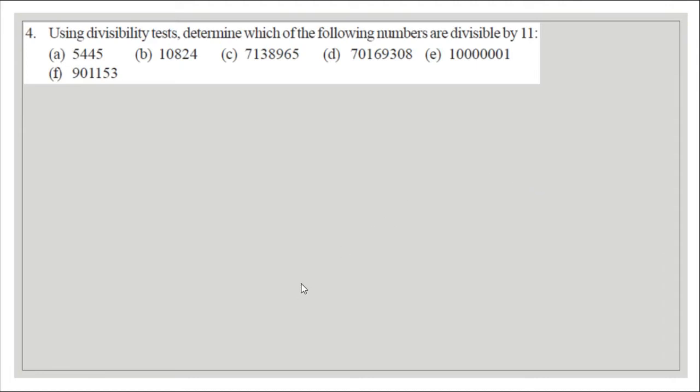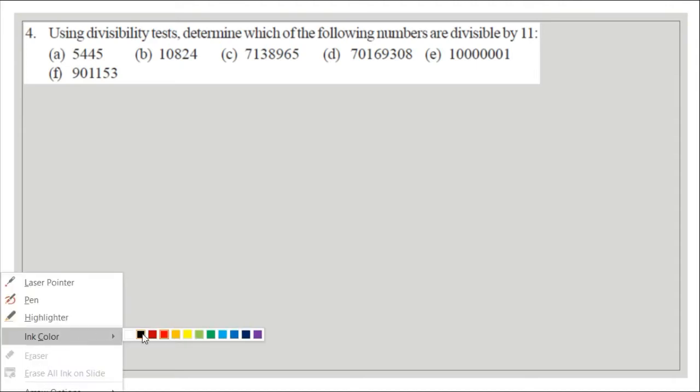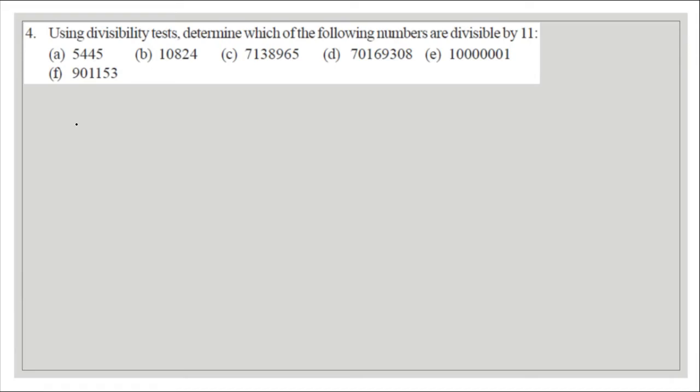We have to recall that we need to find the sum of the digits at odd places and the even places. Then we will find the difference of both the sums. If the difference is a 0 or multiple of 11, then the number is divisible by 11. I'll be telling 1 or 2 questions of this type. Remaining you can try it.